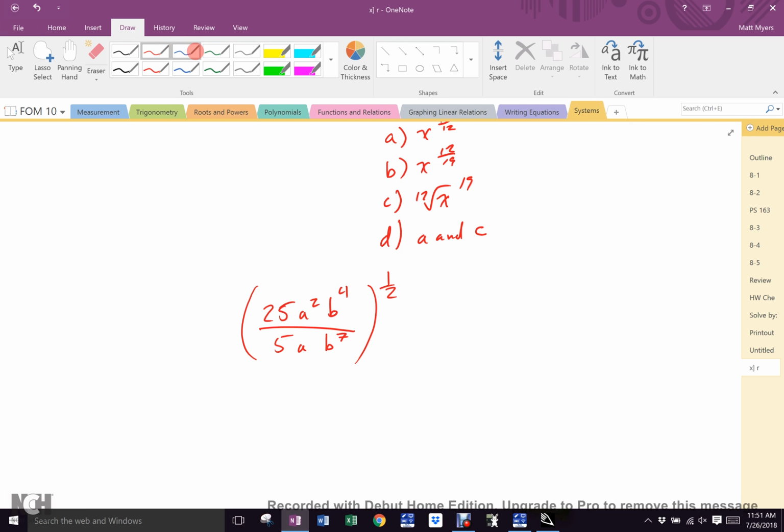I would sort out the inside first. What's 25 divided by 5? 5. A squared divided by A. Actually, I'm going to make that A cubed. So this would be A squared. And I'm going to make that 8. So what would the B be? What would it be? Negative 4. And all of that is to the 1/2, yes?